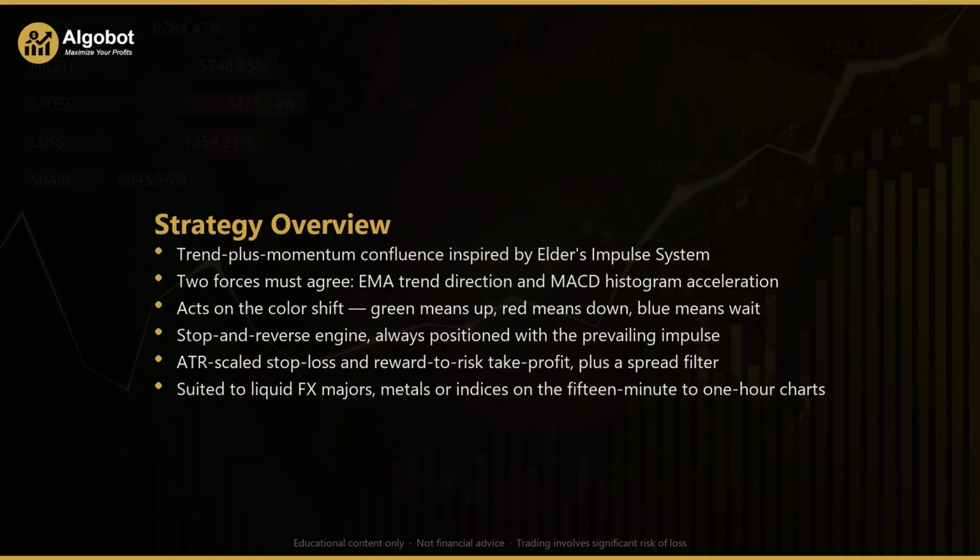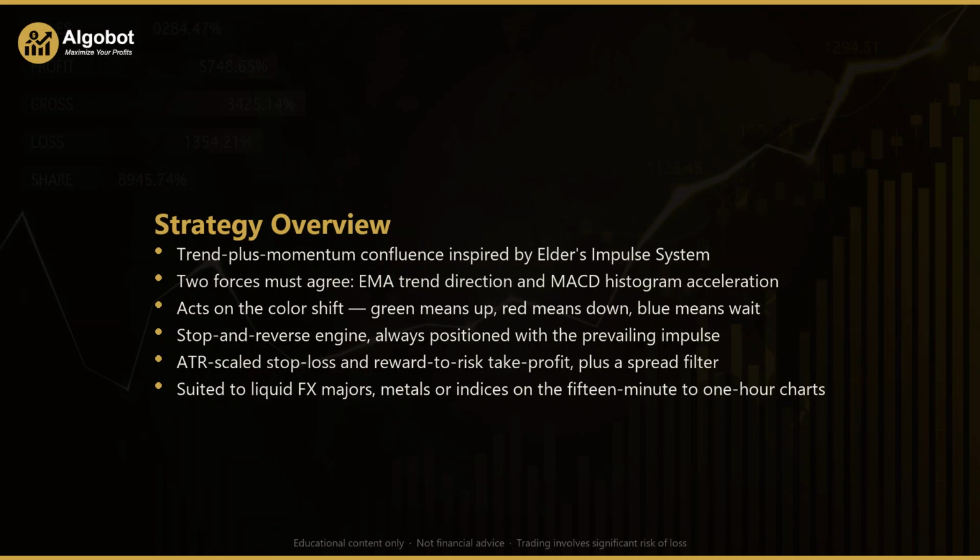The action comes at the color shift, the first bar that flips into a new color. That's when direction and momentum have just synchronized, and the strategy treats it as the starting point of a fresh move. It works as a stop-and-reverse system, meaning it is always leaning with the prevailing impulse, flipping its position whenever the market flips its color. Every trade carries an ATR-based stop-loss and a take-profit set as a reward-to-risk multiple, so the risk management scales with volatility rather than being fixed.